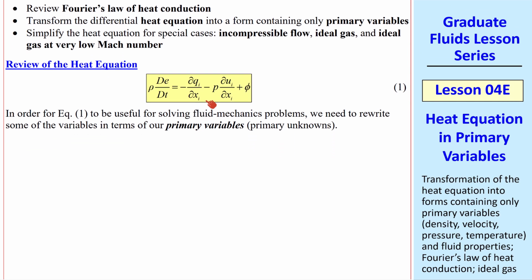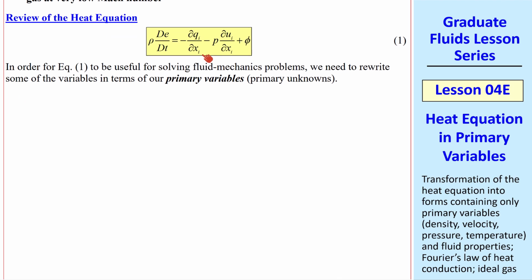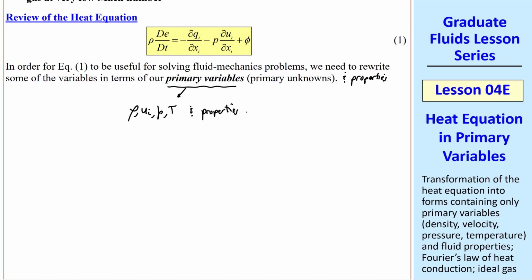Here's the heat equation that we derived in a previous lesson. I'll call it equation 1. In order for it to be useful for solving fluid mechanics problems, we have to put terms such as E, Q, and phi into primary variables, and I should add, and fluid properties. Primary variables for a general compressible flow problem are rho, ui, p, and T, and the properties are viscosity mu, coefficient of thermal conductivity k, second coefficient of viscosity lambda, and whatever other properties we may need.